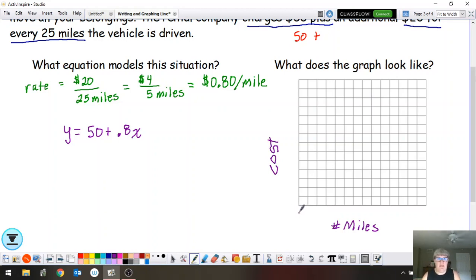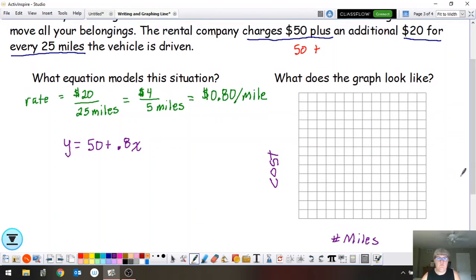And we need to determine a scale. Since we're talking about every 25 miles and we also had it at 5 miles, let's do our scale by 5s for our miles here. 0, 5, 10, 15, 20, 25, 30, 35, 40, 45, 50, 55, 60, 65, 70.